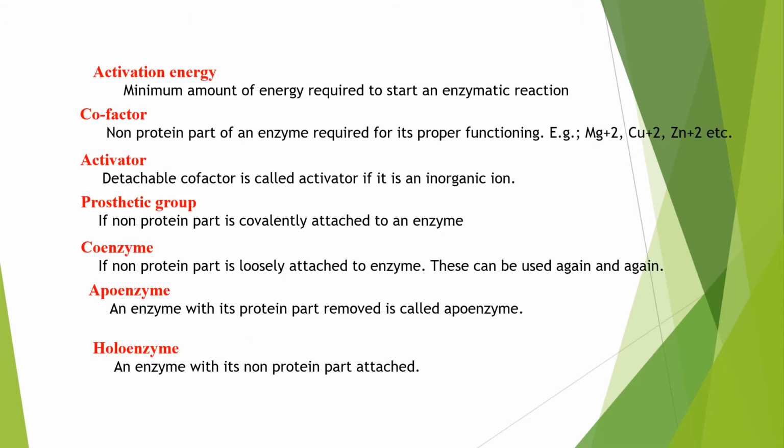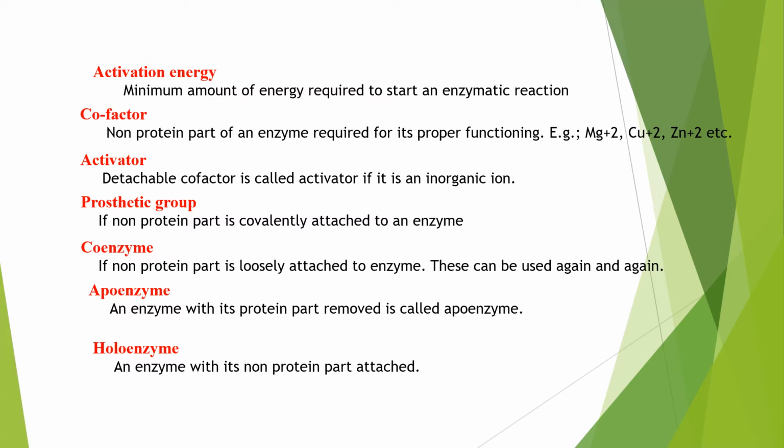So we will discuss some important terms here, like activation energy, that is the minimum amount of energy required to start any enzymatic reaction. Now what is cofactor? The non-protein part of enzyme is called its cofactor, and this cofactor is required for the proper functioning of that enzyme. Examples include magnesium, copper, zinc, etc. Activator, the detachable cofactor, the cofactor that can be detached from the enzyme. If it is an inorganic ion, then it is called as activator of the enzyme.